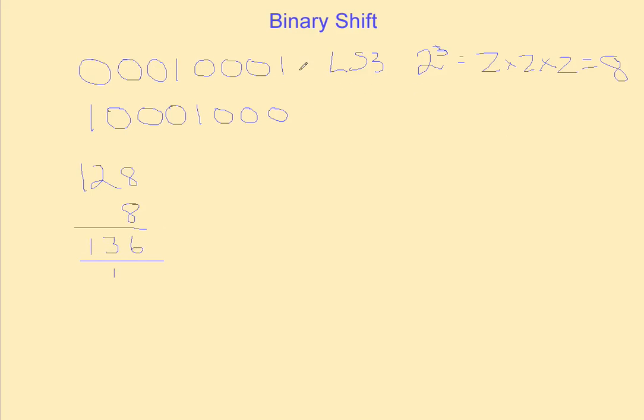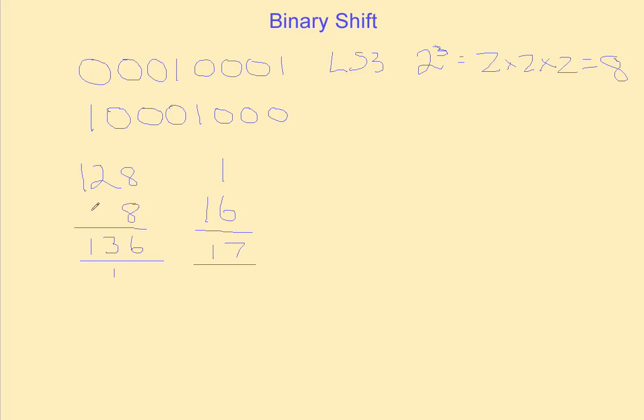Let's see what our original number is. We have 1 in the 1 column, nothing in the 2, nothing in the 4, nothing in the 8, 1 in the 16. That's 16. Let's add those together. 1 and 16 is 17.